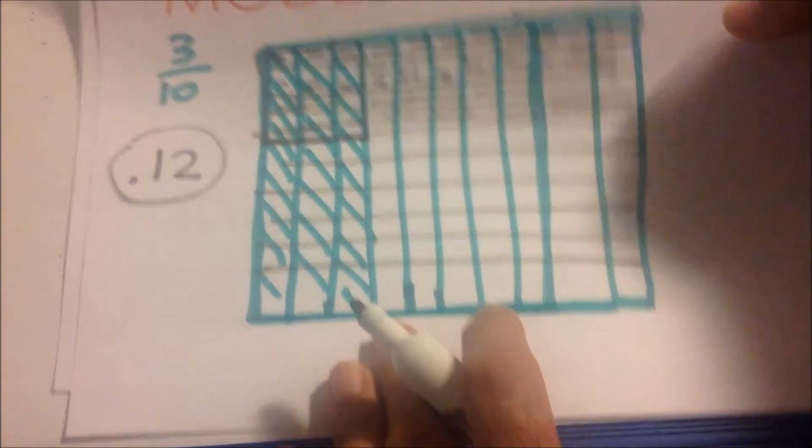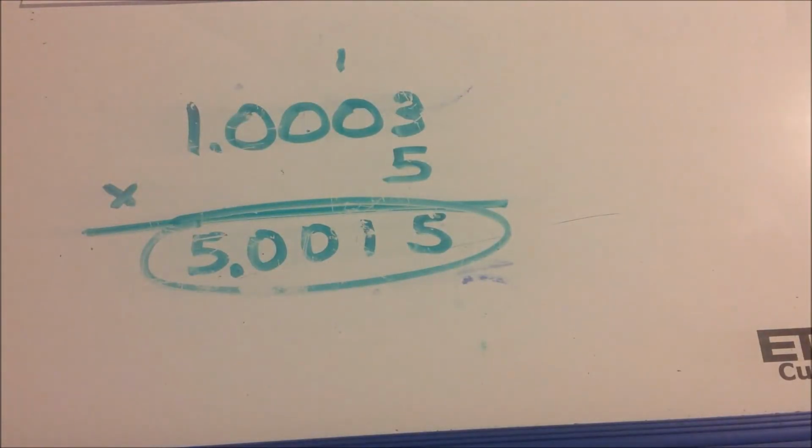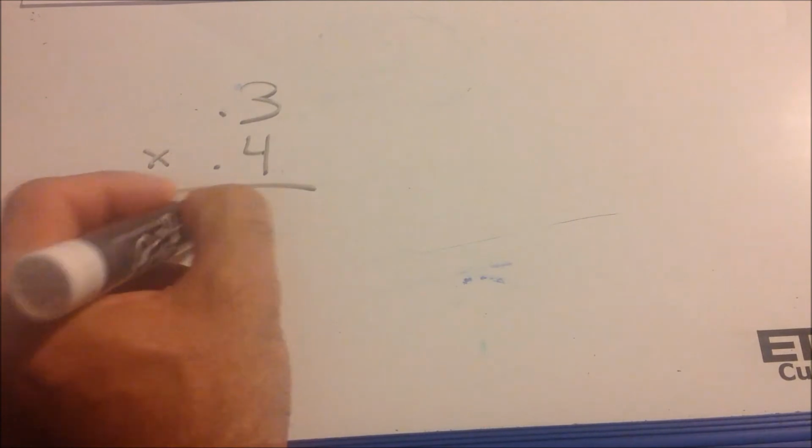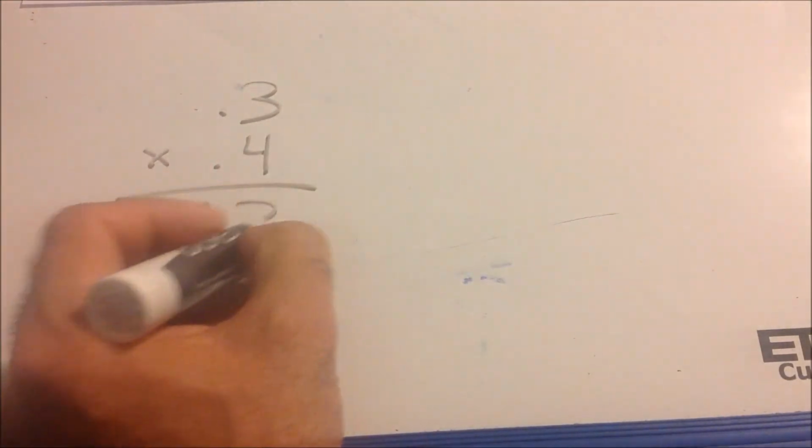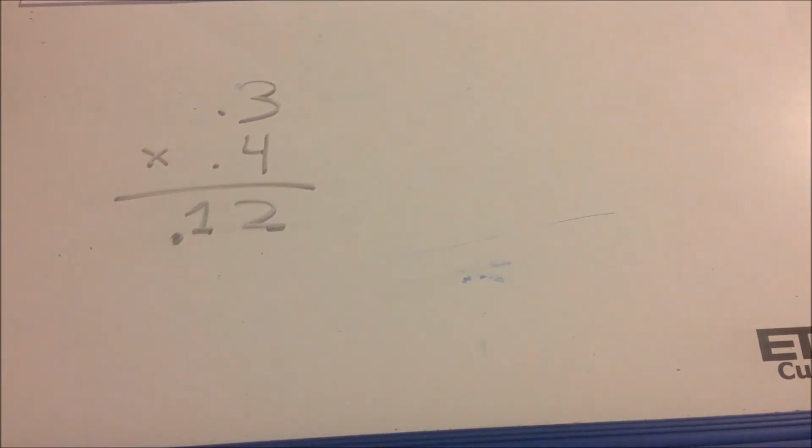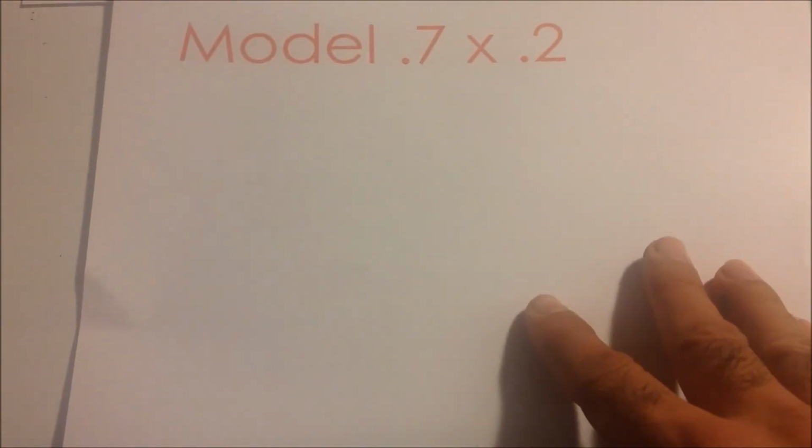Now, if we wanted to check, let's do the check. We'll have 0.3 times 0.4. And you don't have to put the zeros. So 4 times 3 is 12. And how many decimal places? 1, 2. So 0.12. Okay, let's see if you can do your own model. So how would you do 0.7 times 0.2?